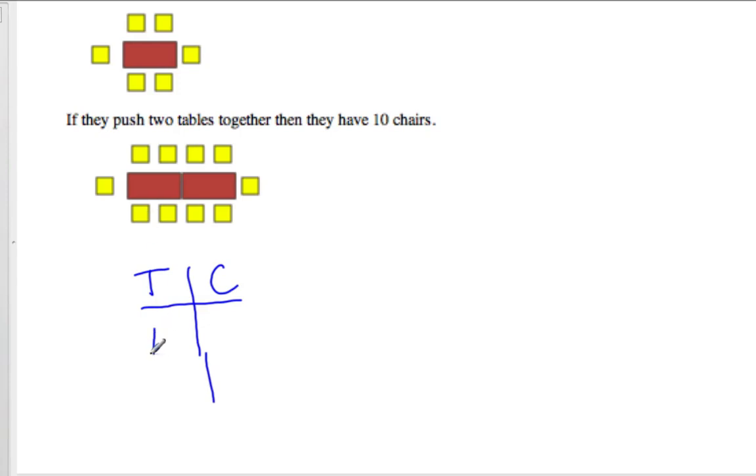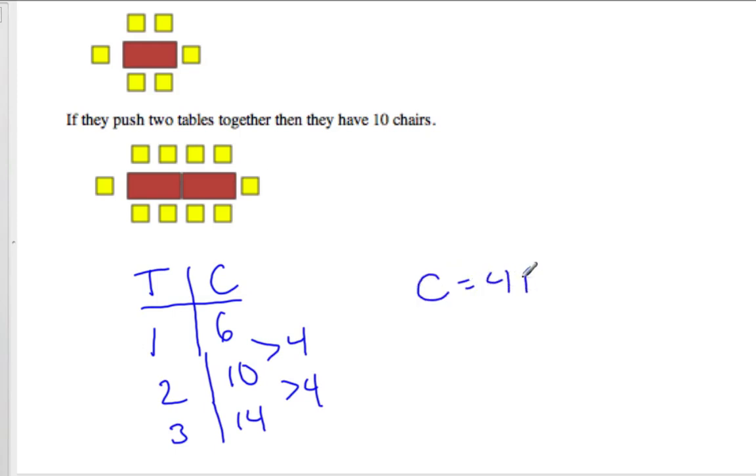If I have one table, there were 6 chairs. 2 tables were 10 chairs. 3 tables, if you draw it out, you'll end up with 14 chairs. And so we can see there's a first difference of 4. And so if I have my first difference of 4, I know that chairs will be 4t, and then I have to find my constant, and if you remember from class, it's plus 2. So here is my general formula.